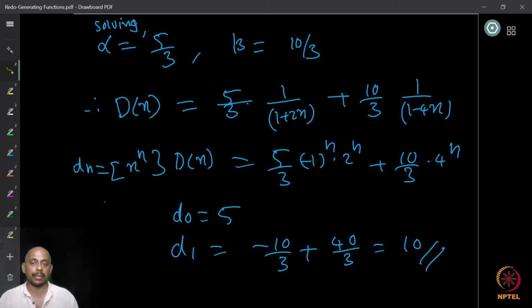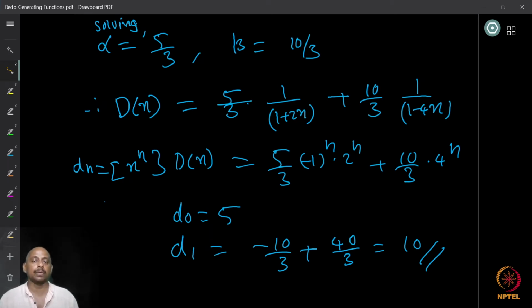So I will get this as 5 by 3 into minus 1 whole raised to n 2 raised to n, because 1 by 1 plus 2x goes to summation of minus 2x whole raised to n. So it is minus 1 whole raised to n 2 raised to n. And then you get 10 by 3 into 4 raised to n, because 1 by 1 minus 4x goes to summation 4 raised to n x raised to n. So the coefficient of x raised to n in d of x is precisely this: 10 by 3 into 4 raised to n plus minus 1 whole raised to n, 5 by 3 into 2 raised to n.